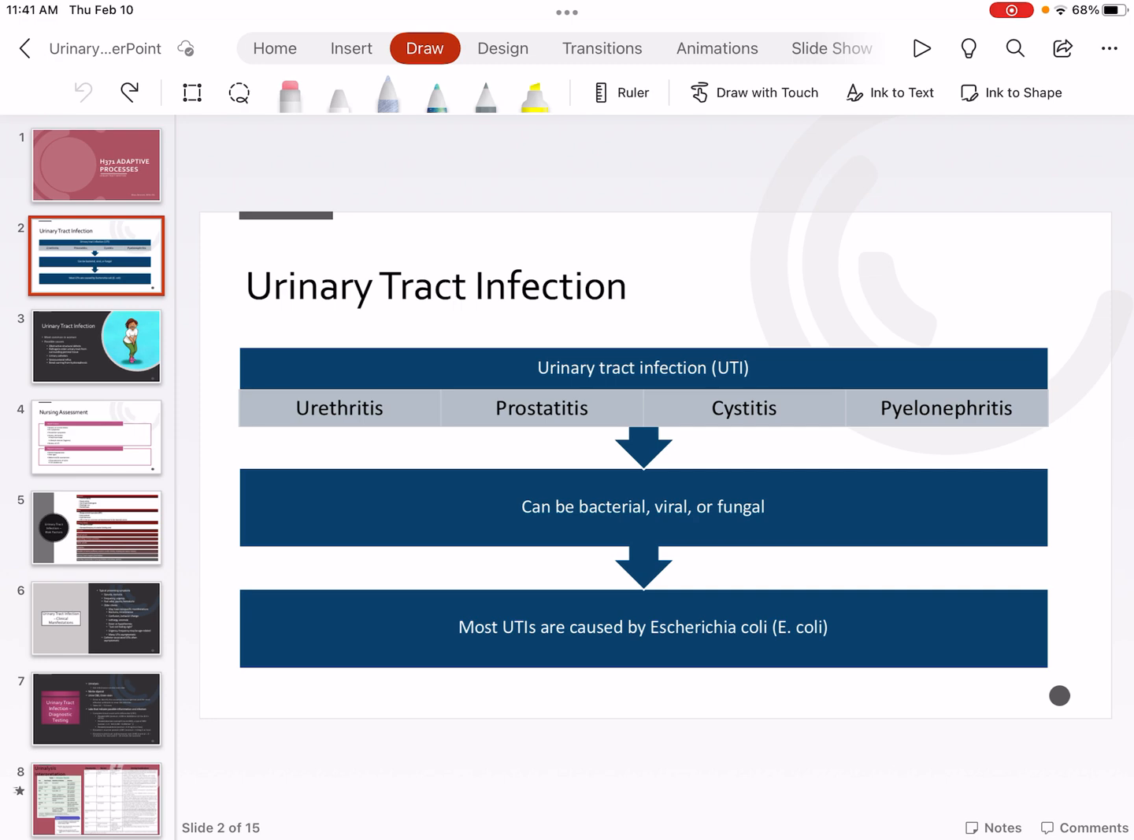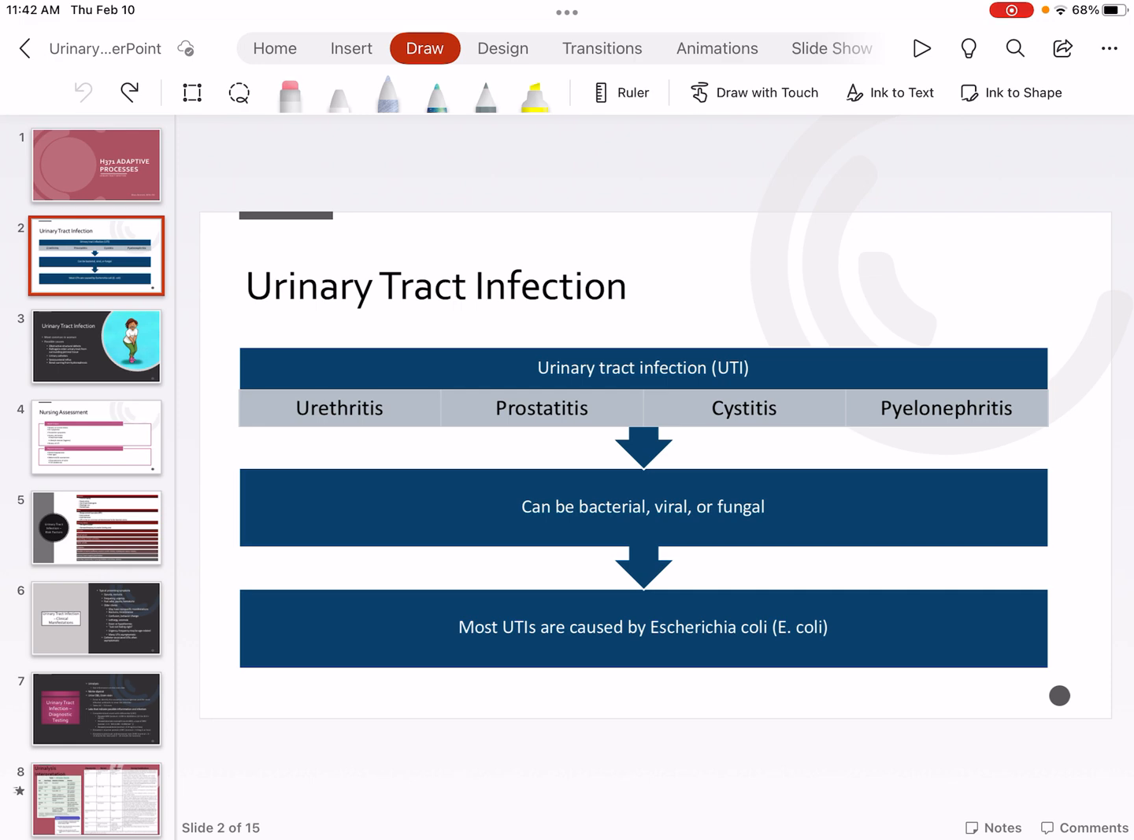So urinary tract infections can be bacterial, viral, or fungal. The large majority of UTIs are bacterial in nature, and then more specifically, most UTIs are caused by E. coli, that specific microorganism or type of bacteria.